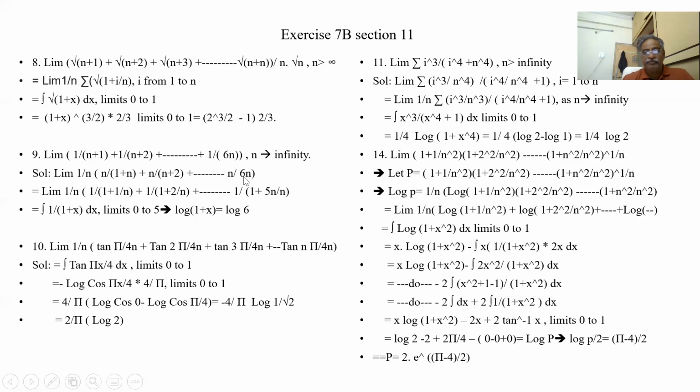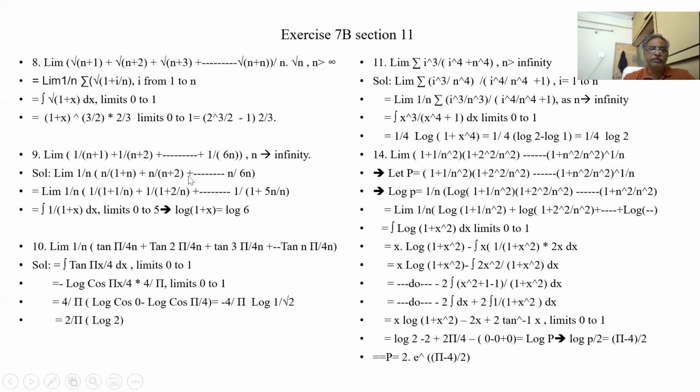Here it is 6n. But I need everything in the form 1 plus i by n, 1 plus 2 by n. So I put n plus 5n, so 1 plus 5n by n. This is a very typical and very important problem. Unless you do practice, we cannot get such ideas. But anyway, finally what I want is 1 by n, and I want it in the form of sigma of i by n.